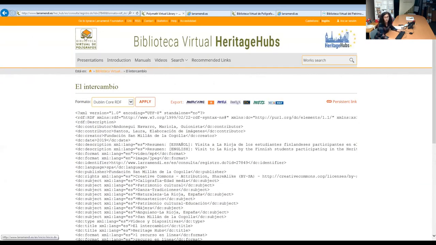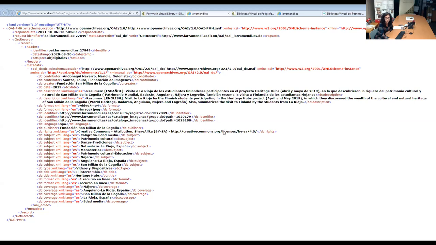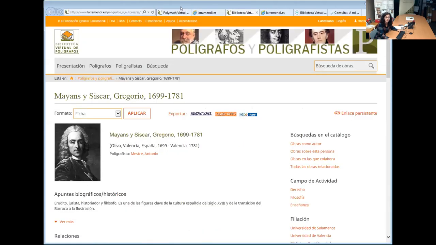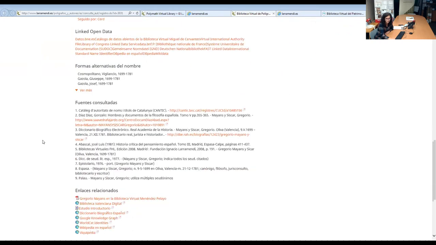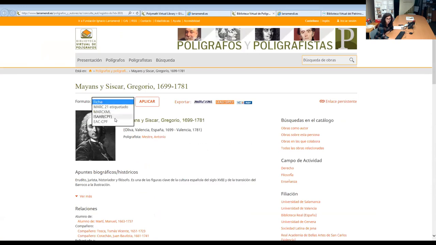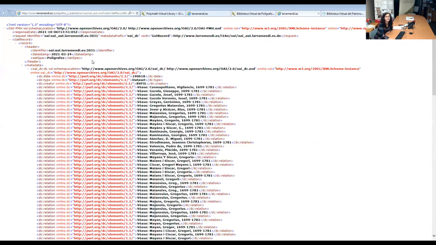How is this record seen in the OAI-PMH repository? This is the same record in the repository of the Polymath Virtual Library. Another example, this would be an authority example of Marià Zambrano, who was a philosopher and historian. It's just the same. It's a very huge record. But just with two clicks, we can see it in another format. We could also export it. I'm not showing it here because of the screen sharing, but we can see it. This is the same record of this authority in the repository.